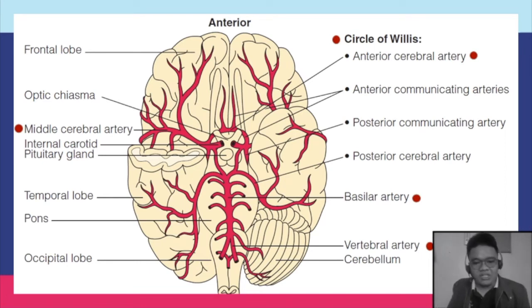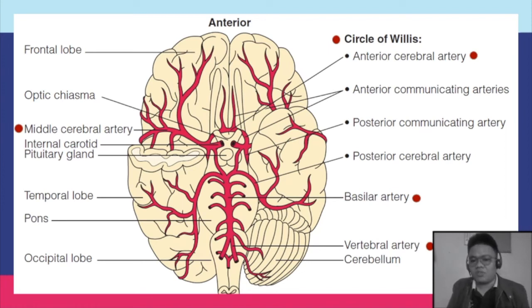Then you have your internal carotid artery, which I have shown you earlier to be a branch of your common carotid artery. So class, your internal carotid artery usually supplies the anterior part of your brain. If you look at the image here, your internal carotid artery is directed towards the anterior part of the brain. Then you have your vertebral arteries, class. Your vertebral arteries are on the posterior part of your brain. And then you also have your basilar artery. Your basilar artery supplies blood to the brainstem and then the cerebellum.